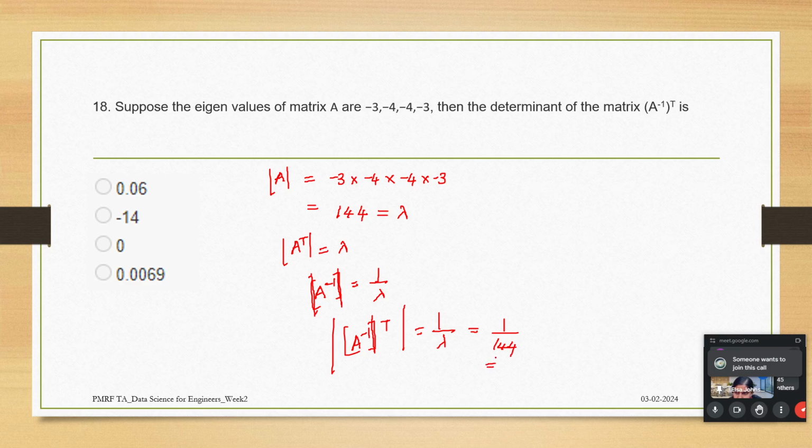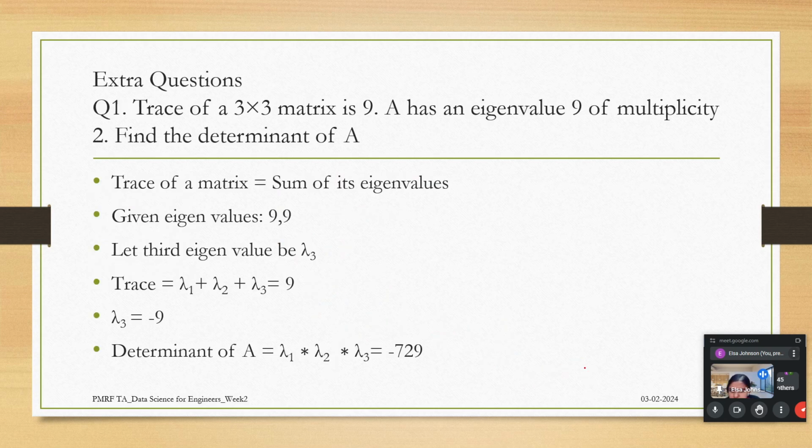That means 1 by 144, so the answer will be somewhere around 0.0069. Okay, so the answer will be 0.0069. Now some extra questions.